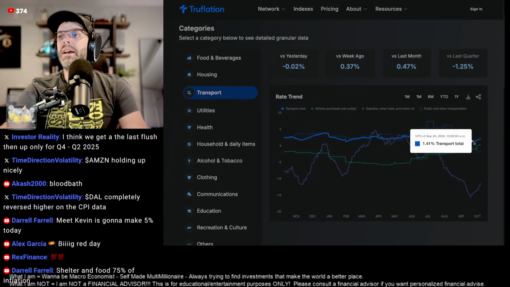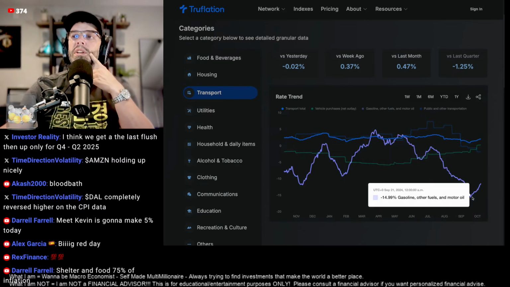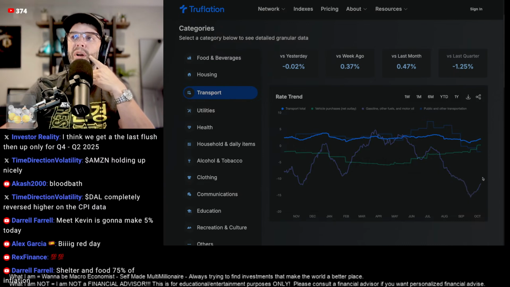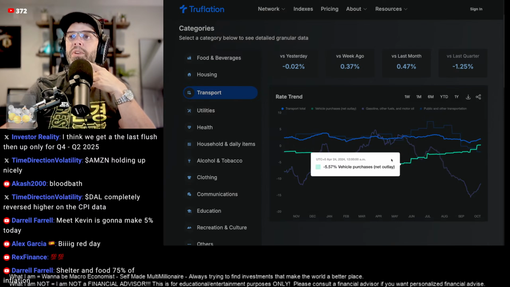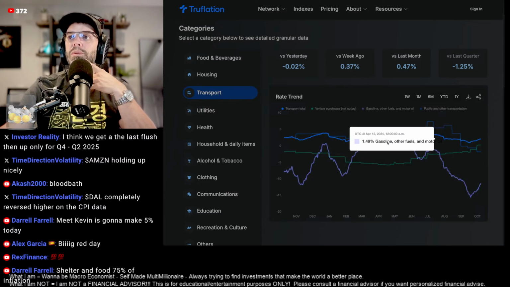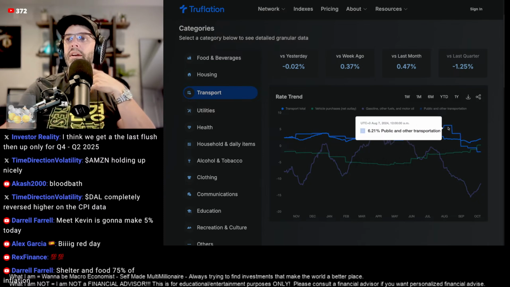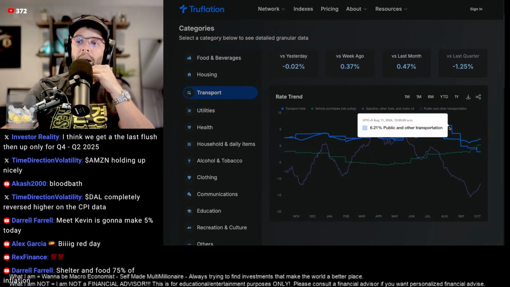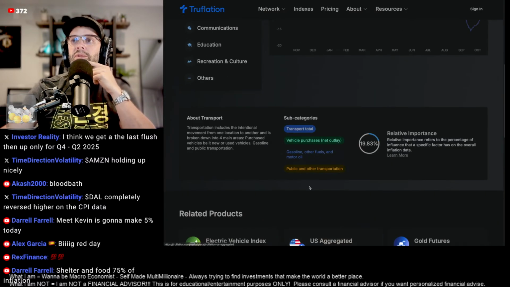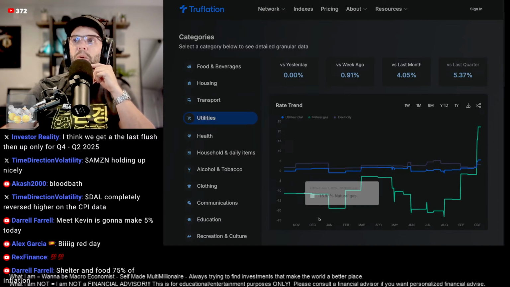Transportation. I gotta see. I might have to talk to these guys. They've tried to get me on their shows a few times too. They're very interesting. So gas again has been ticking up because oil has been going up. We've been seeing that, and the refined stuff is going up. We've been seeing vehicle purchases, net outlay, that's been ticking up since April. Let's see, public and transportation. Transport total 1.41, pretty flat on transport total. Public and other transportation dropping, and that is what 20%. So these are the big dogs right here, man. It's housing, transport, food and beverage. Those are the big ones.